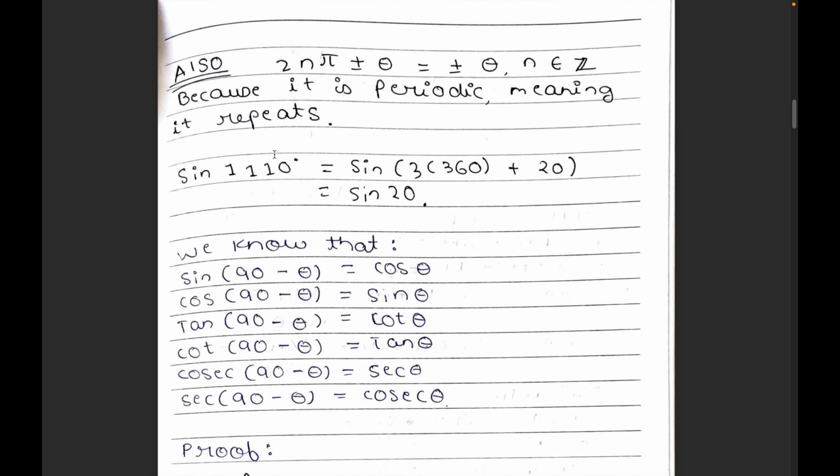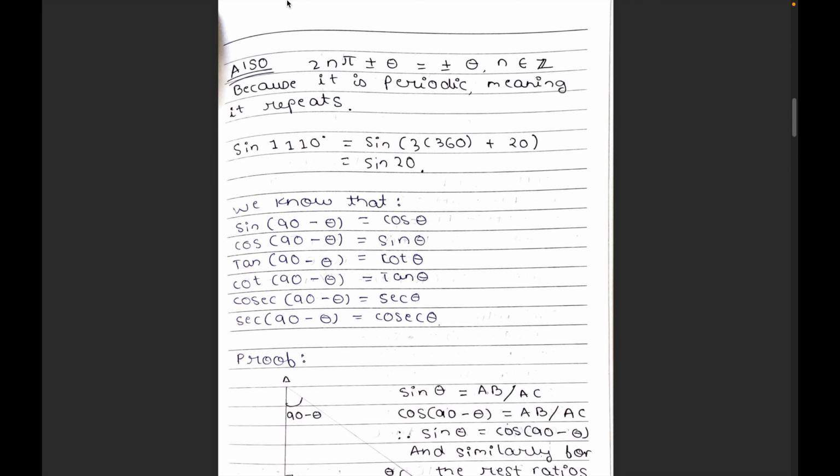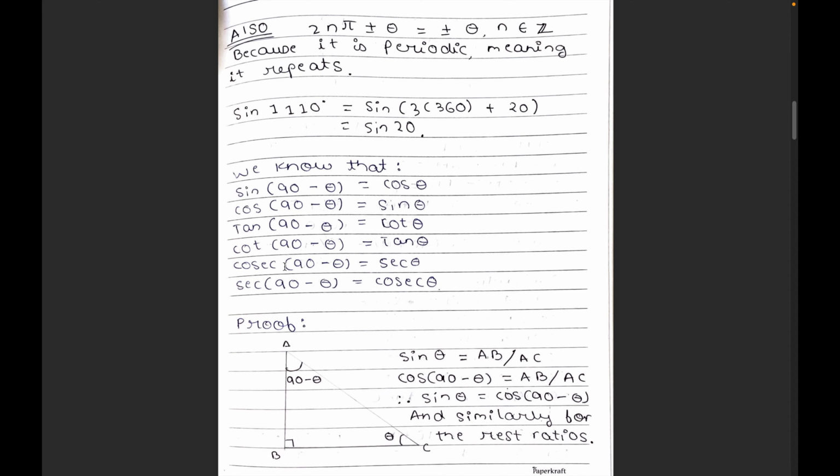Okay. And also I've made this point. Also, 2n pi plus or minus theta equals plus or minus theta, where n is an integer, because it is periodic, meaning it repeats. That's what I've told. And sine 1110 would also be sine 20.